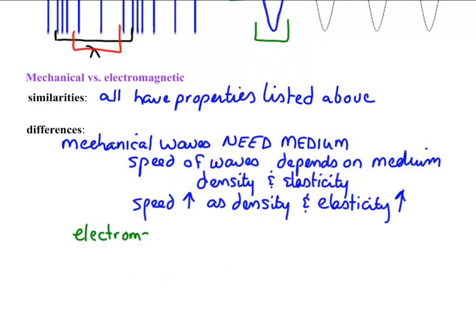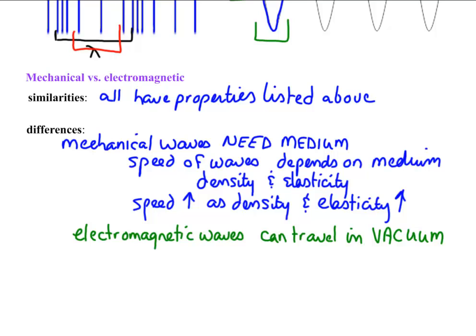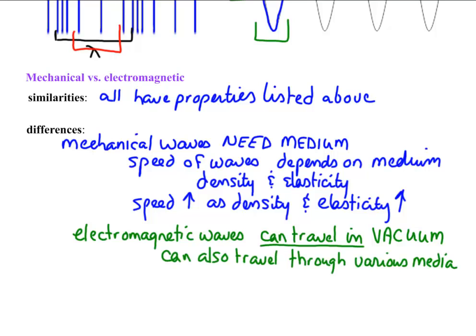Electromagnetic waves can travel in a vacuum. They can also travel through various types of media, but they can travel in a vacuum. That's kind of their calling card. Because they can travel through a vacuum, if you put atoms in their way, put a medium in their way, they slow down. So for electromagnetic waves, as the density of a material increases, the speed decreases.